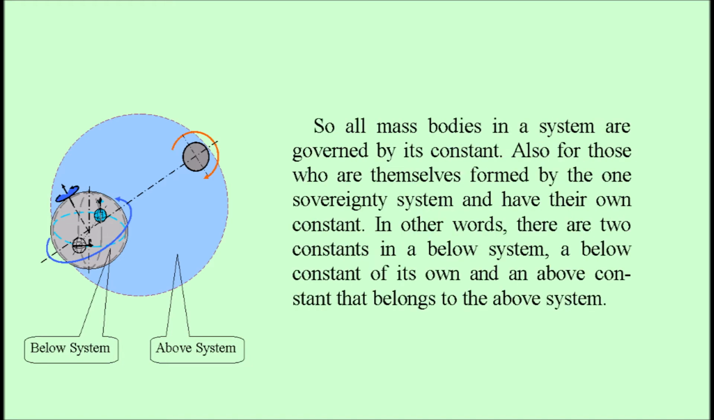So all mass bodies in a system are governed by its constant. Also for those who are themselves formed by the one sovereignty system and have their own constant. In other words, there are two constants in a below system, a below constant of its own and an above constant that belongs to the above system.